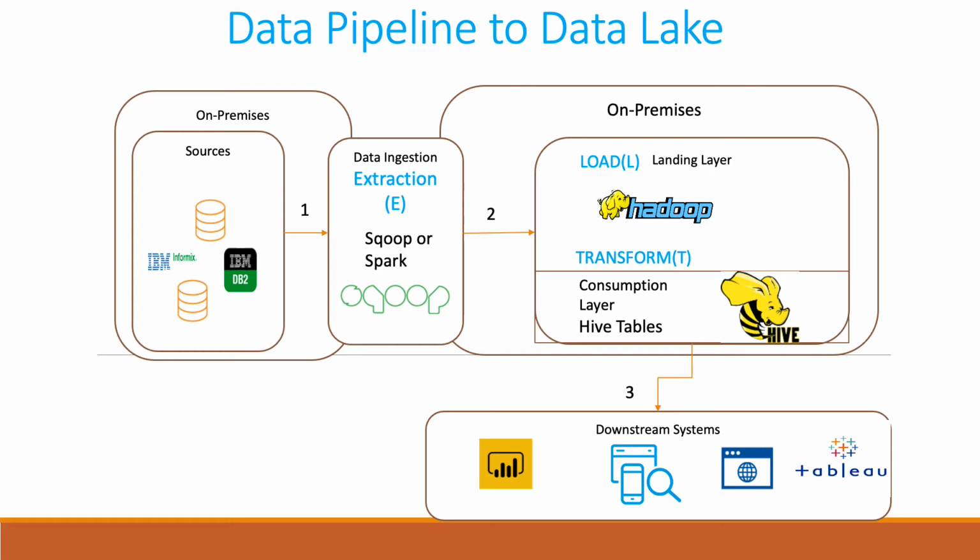Once the data is ingested to the Hadoop landing zone, then various transformation rules are applied using either Hive jobs or Spark jobs. Then, once the transformation rules are applied, finally the aggregated data, the curated data, is written to the consumption layer, in this case Hive tables. Once the data is available in the consumption layer, then the data can be published onto the dashboards or various reporting tools. This is the traditional data pipeline architecture.